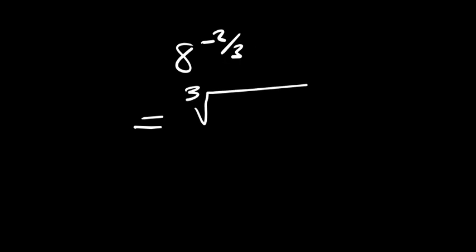Okay, let's simplify another one. Let's say you are given 8 to the power negative 2 over 3. What are you going to do? It's the same thing. This 3 becomes the root. So it's going to be the cube root of 8. Then what is on top goes down. It becomes the power on this side, negative 2.